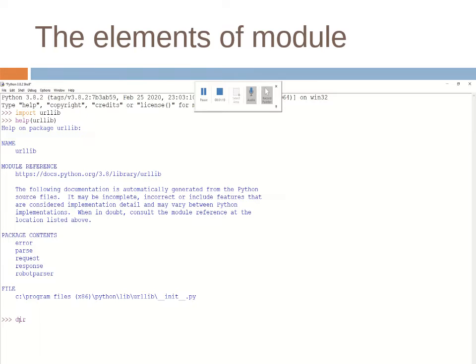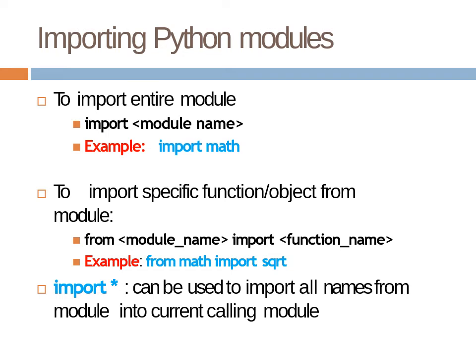So dir, once again, inside that I need to give urllib and close the bracket. There it gives me the names of all the items defined inside the module. All the functions and classes, whatever have been defined inside this particular module, are displayed here. By now you would have a clear idea about what a module is.